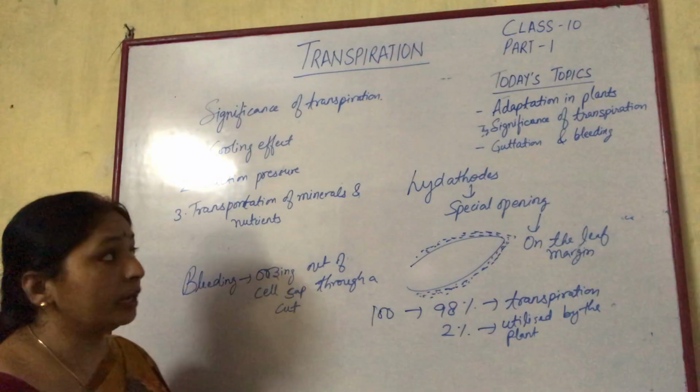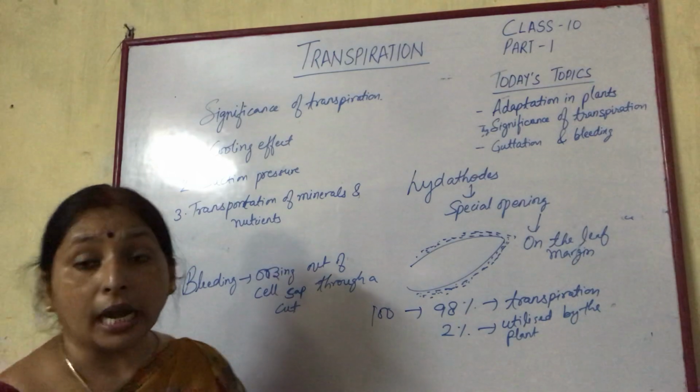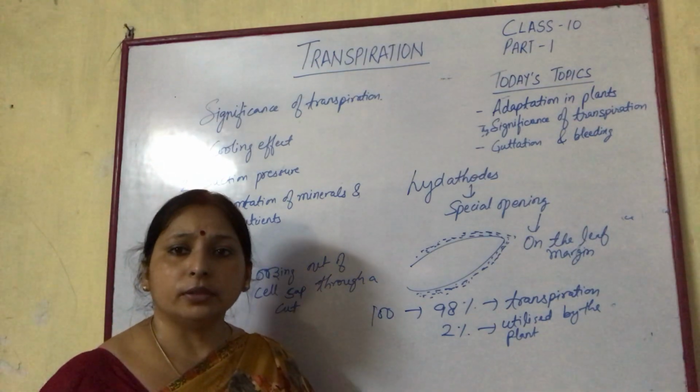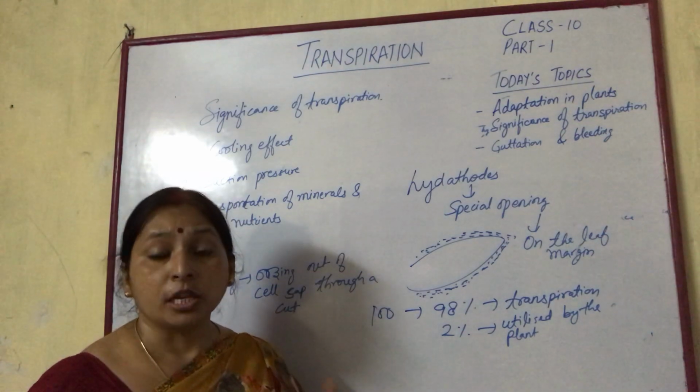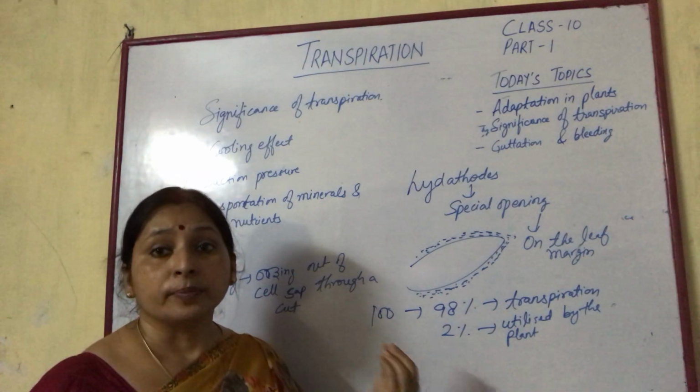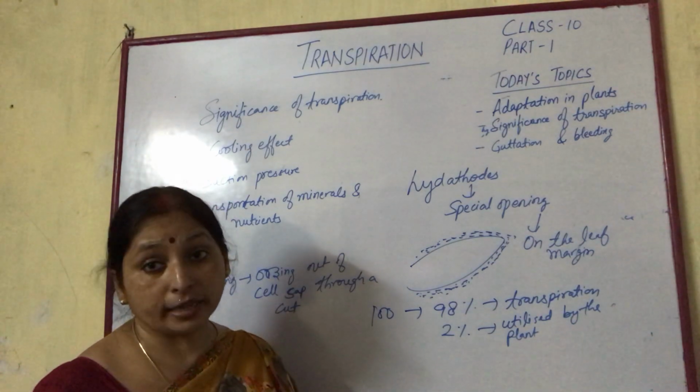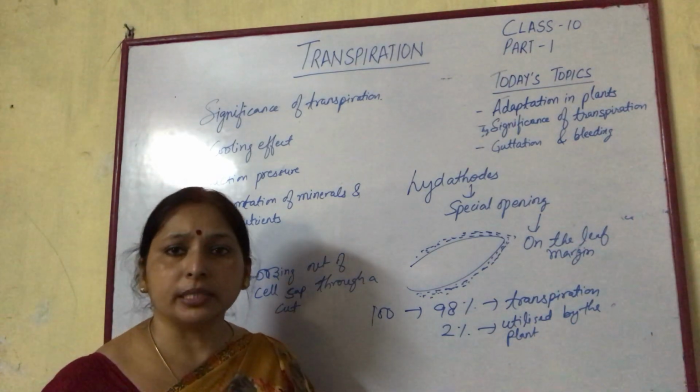So this is all about the transpiration topic, and in the next class we'll study a few experimental setups to show that transpiration takes place through the leaf surface and the change in dry cobalt paper. So a few experiments in the next class.